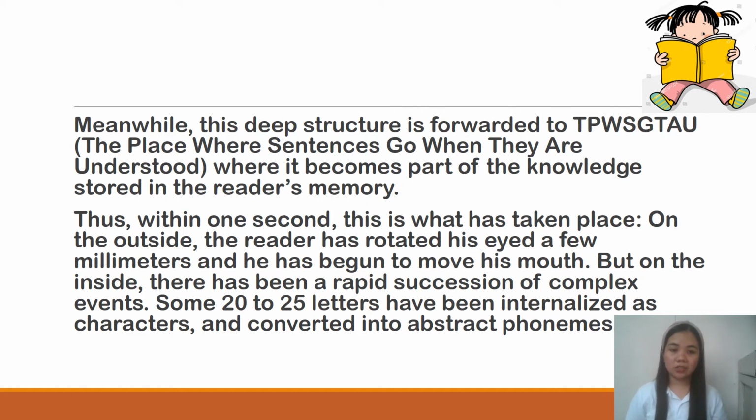On the outside, the reader has rotated his eye a few millimeters and has begun to move his mouth. But on the inside, there has been a rapid succession of complex events. Some 20 to 25 letters have been internalized as characters and converted into abstract phonemes. Barring regressions and return sweeps, this process will be repeated as long as reading continues. When all inputs of the text have found their final resting place in TPWSGWTAU, the text has been read and the reading is complete.